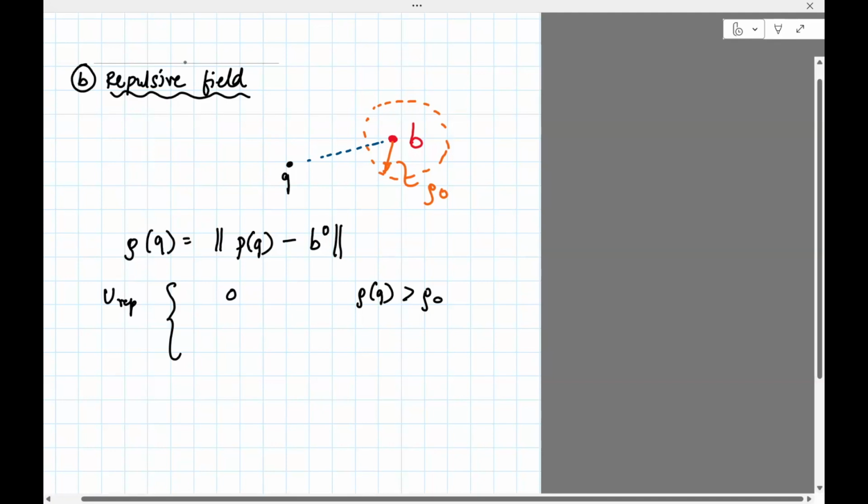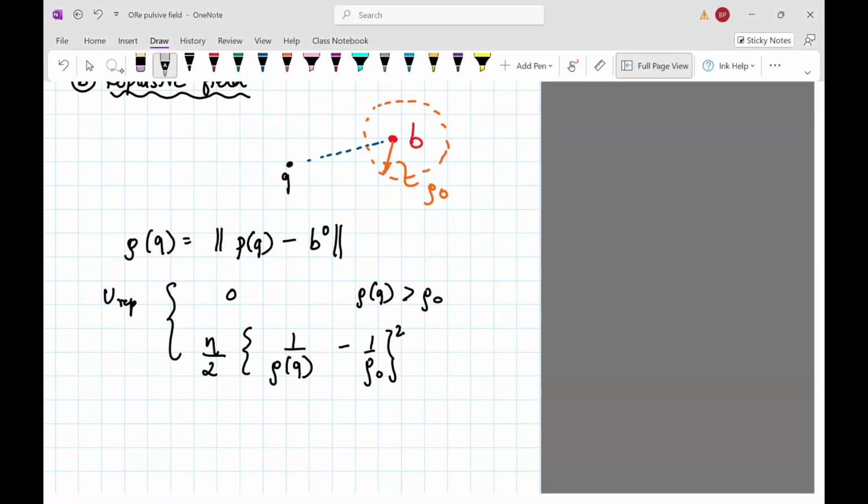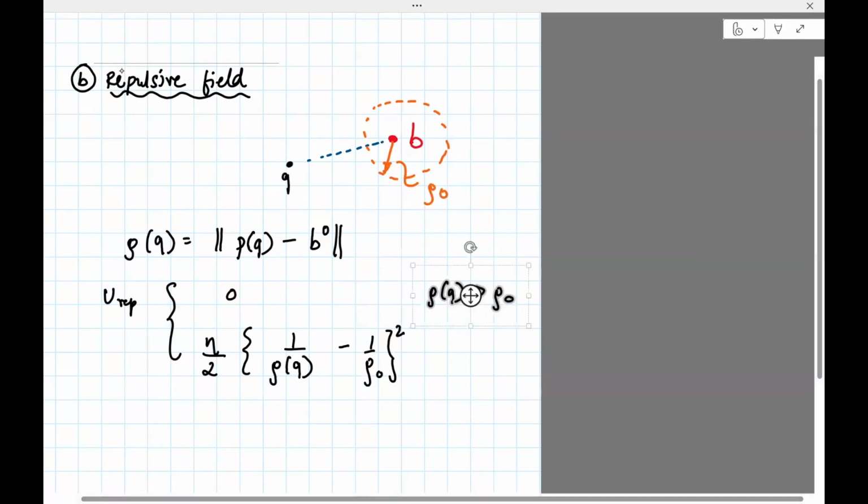However, when it comes close to the obstacle, we want the repulsive field we generate to repulse the robot. One way of doing that is to define a function which looks like this: a constant eta divided by 2, times 1 divided by rho of q minus 1 divided by rho 0, whole square. This applies when rho of q is less than or equal to rho 0.